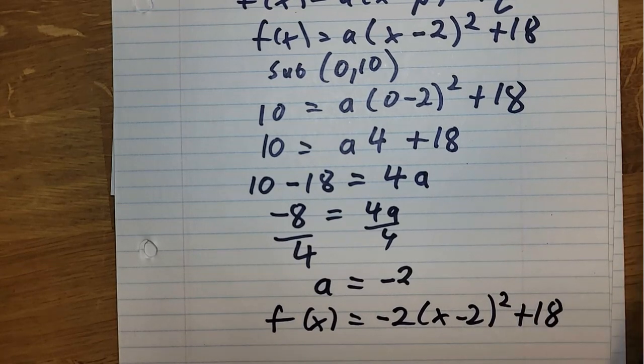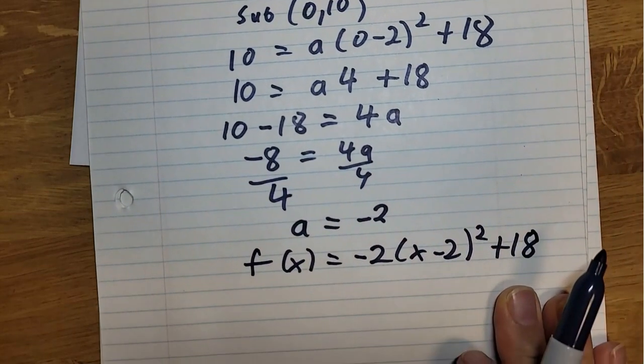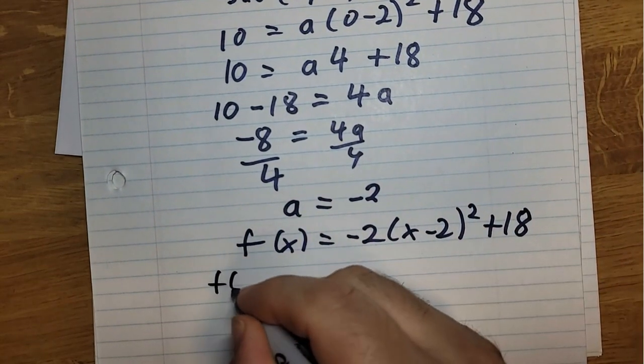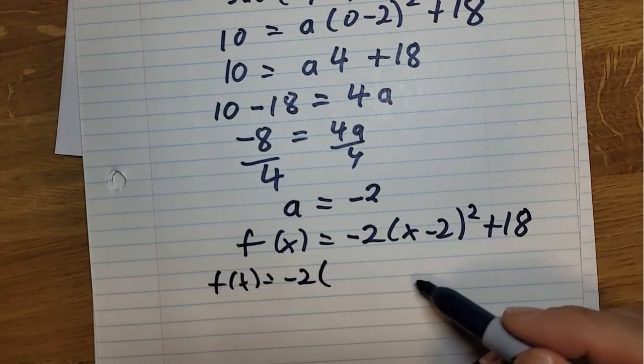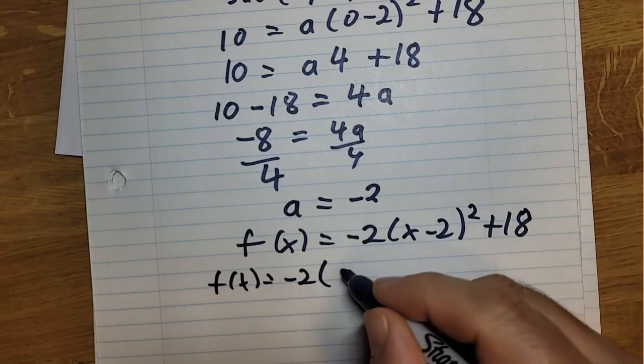Okay, now we're going to expand this and put it into standard form. So we're going to do number 3. We're going to expand it and put it into standard form. So f of x equals -2. Now I could do the shortcut and expand it quickly, but instead I'll write it twice.